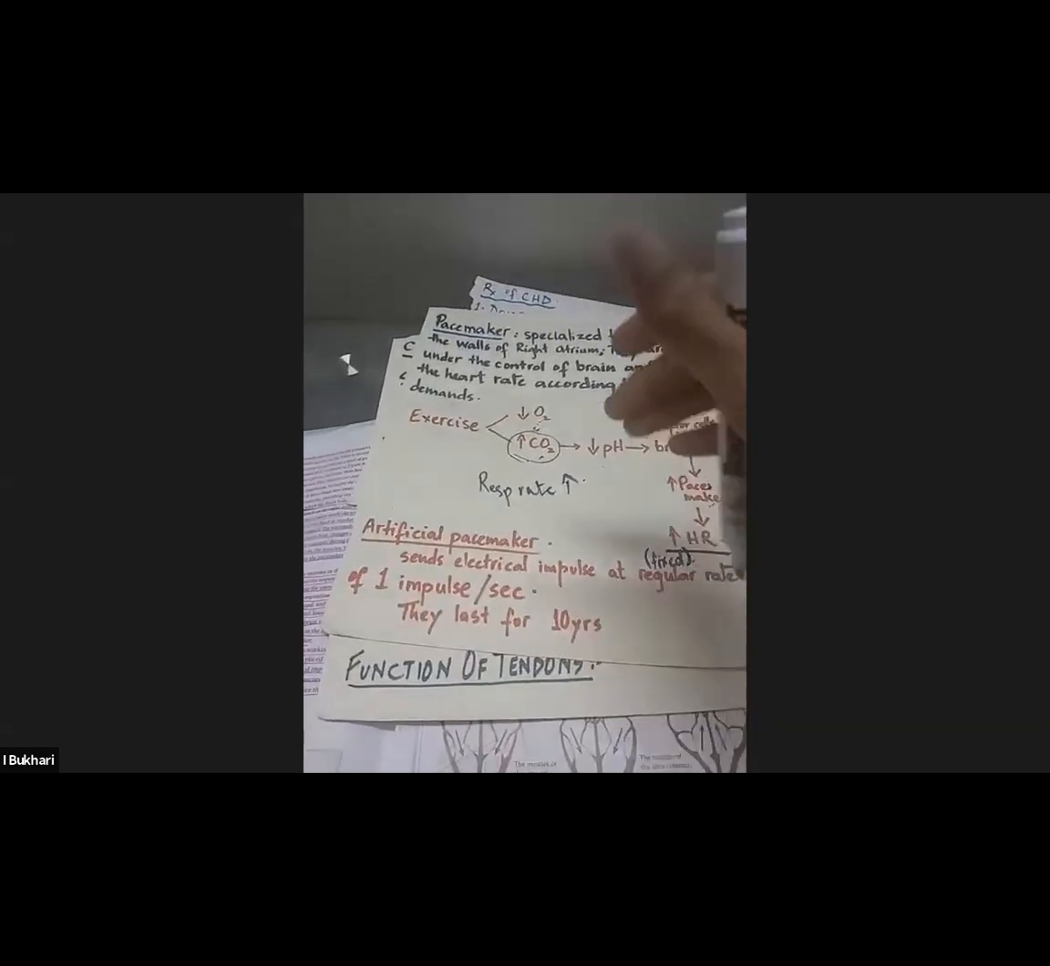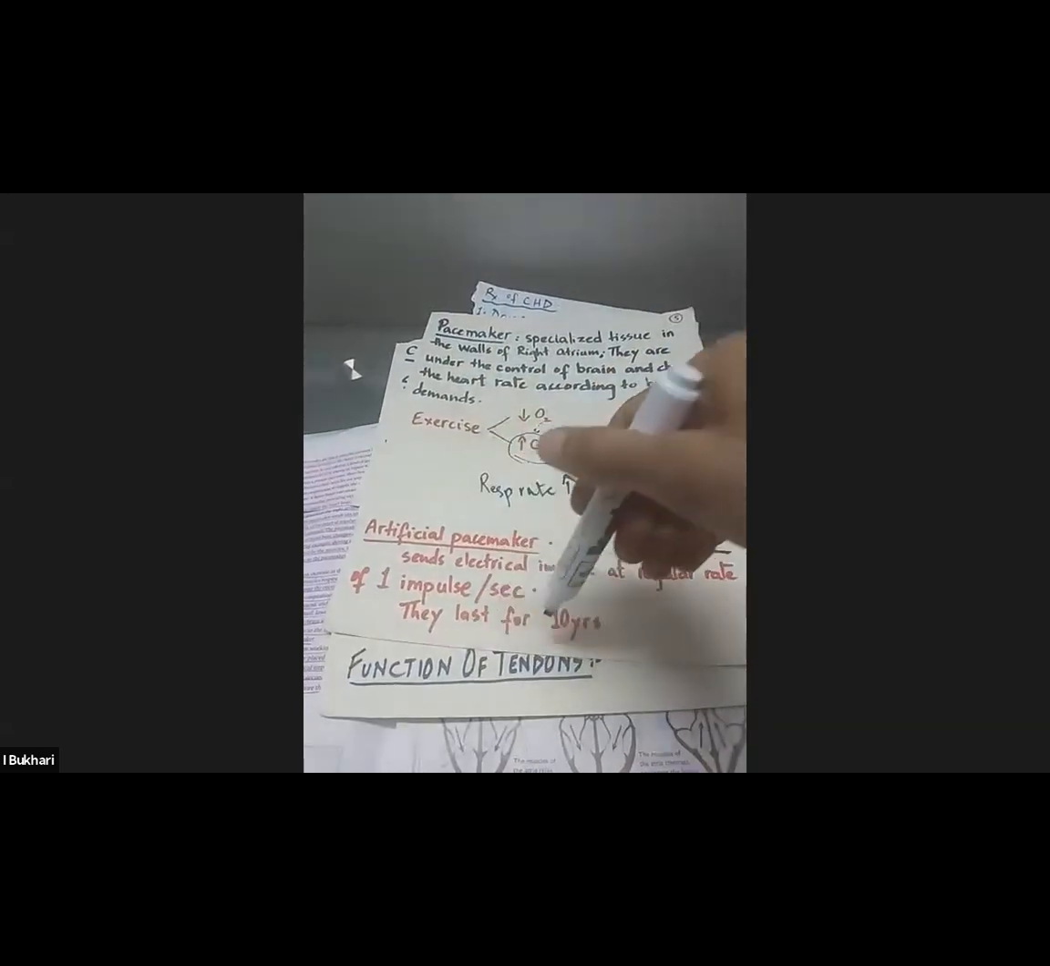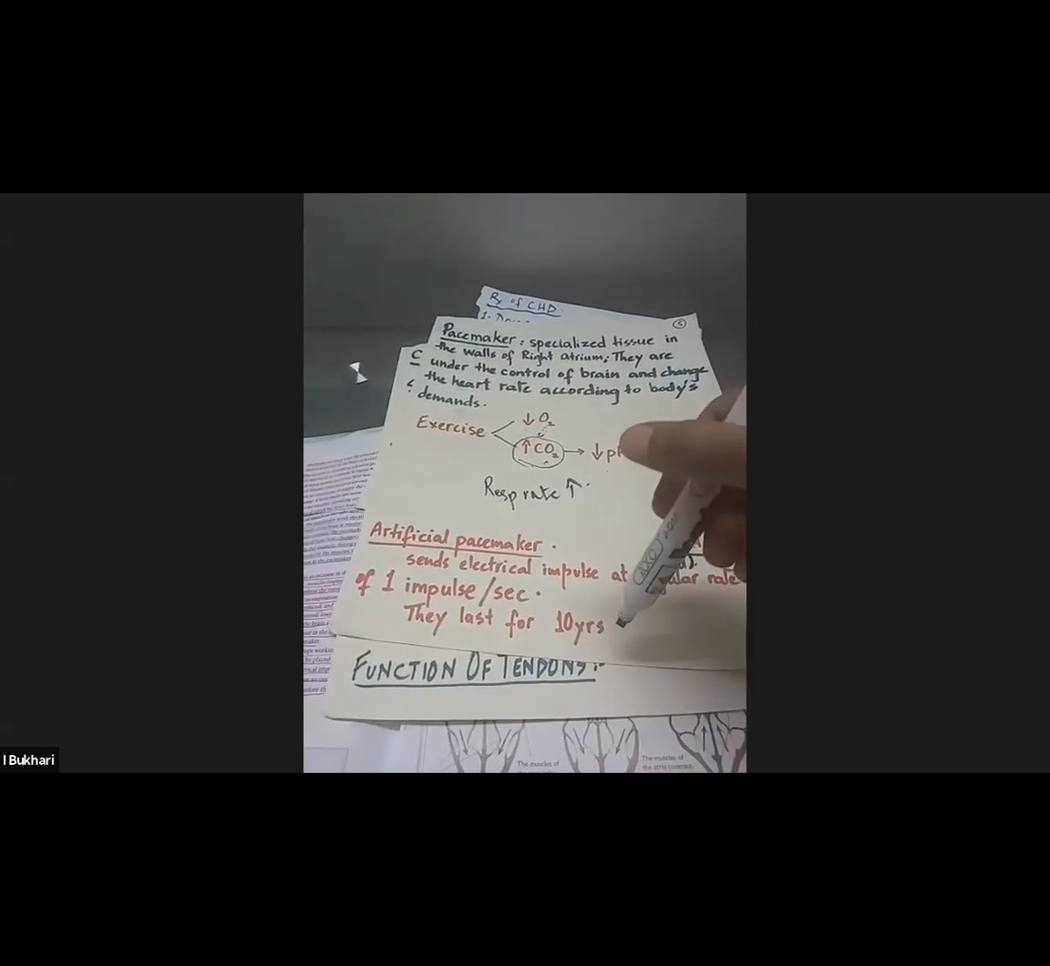No, I do not have a picture of an artificial pacemaker. An artificial pacemaker lasts for only 10 years. Okay, it lasts for only 10 years.